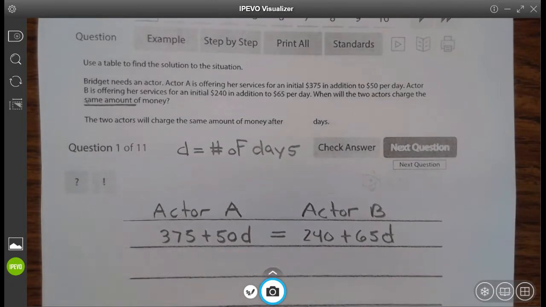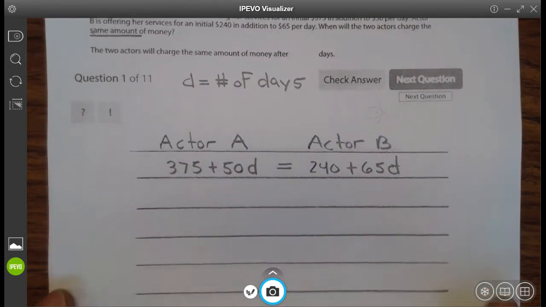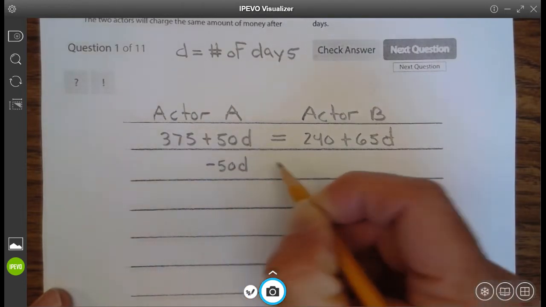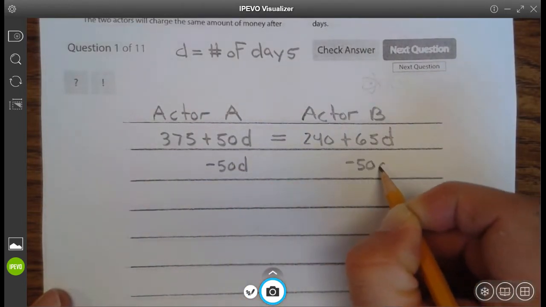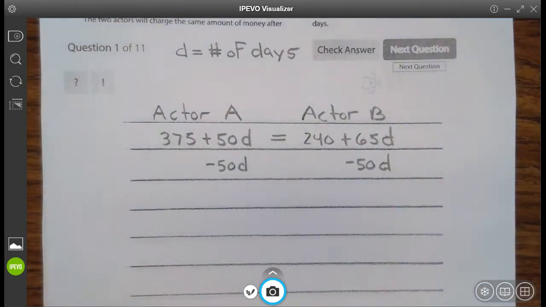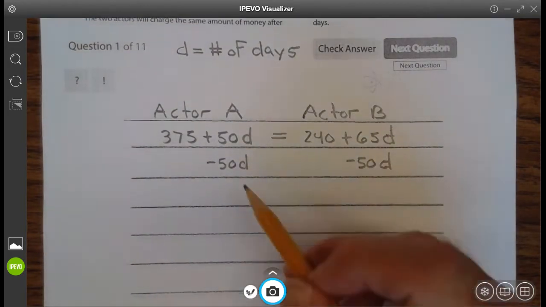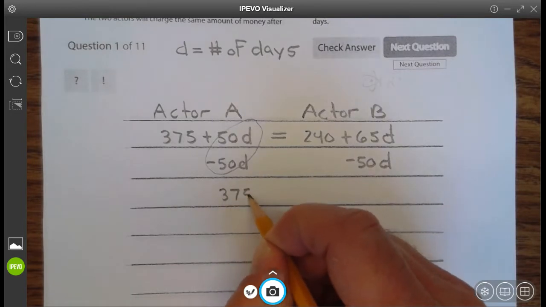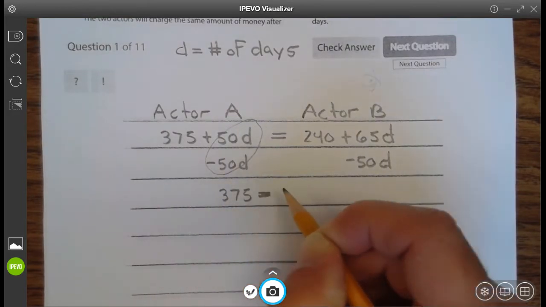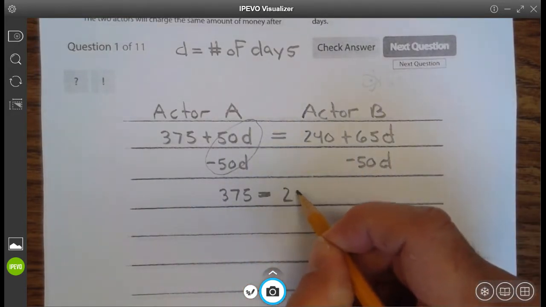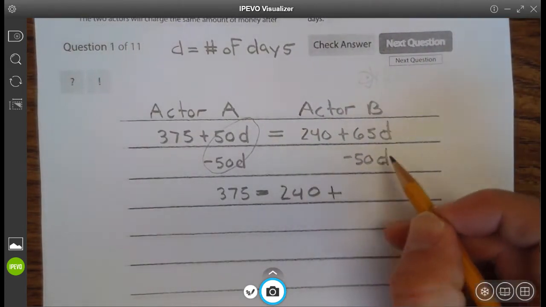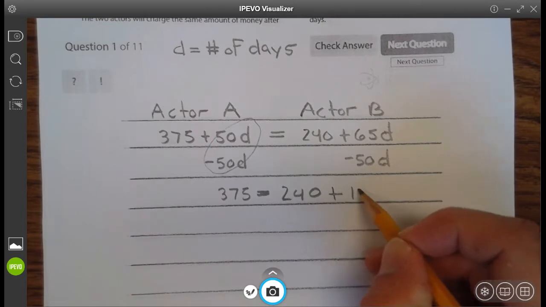Okay, so we've defined a variable, we've written the equation, now we're going to solve the equation. So we're going to subtract 50D from both sides. Remember, you always want to subtract the smaller letter from the bigger letter. Okay, so 50D minus 50D is 0. You get 375 equals 240 plus 65D minus 50D is 15D.